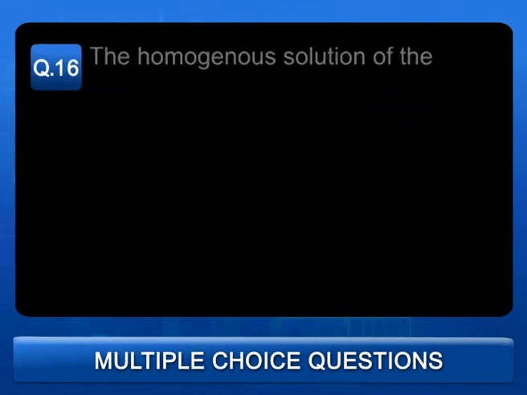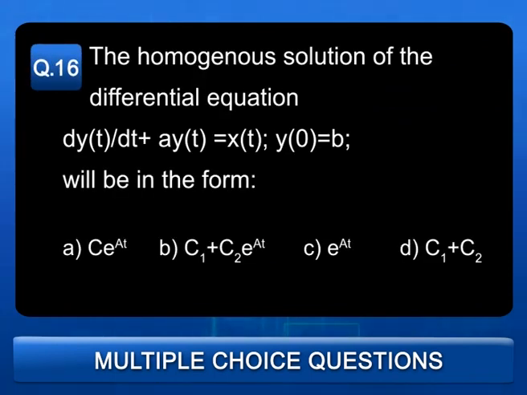Now let's look at question number 16. The homogeneous solution of the differential equation dy of t by dt plus a y of t is equal to x of t, y of 0 is equal to b, will be in the form A. C e to the power of at, B. C1 plus C2 e to the power of at, C. C e to the power of at plus D, D. C1 plus C2. The answer is A. It will be C multiplied by exponential signal e to the power of at. So this is the homogeneous solution of a differential equation.